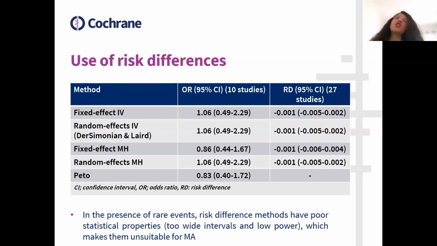And the second approach is to use risk differences instead of odds ratios. As you can see, we were able to calculate risk differences using 27 studies this time for 4 out of 5 methods. But in the presence of rare events, risk differences have very poor statistical properties. That means that they have very wide confidence intervals and low power, so they are not appropriate for meta-analysis.